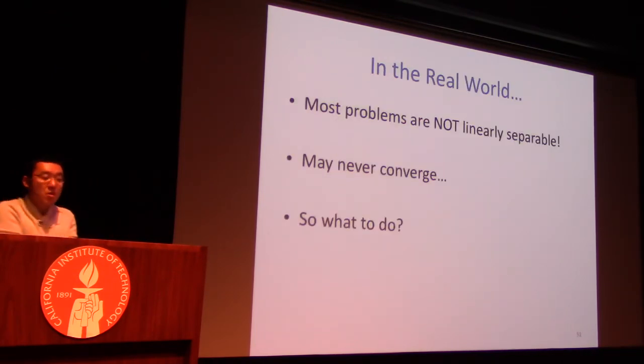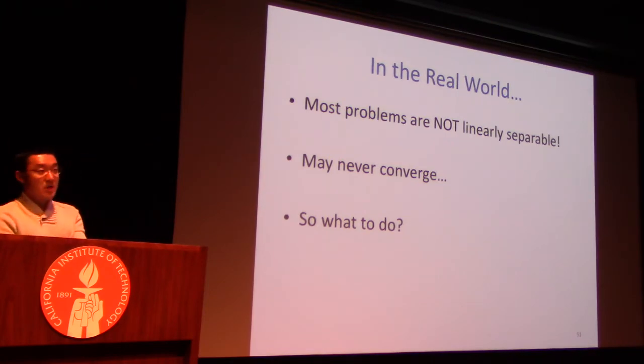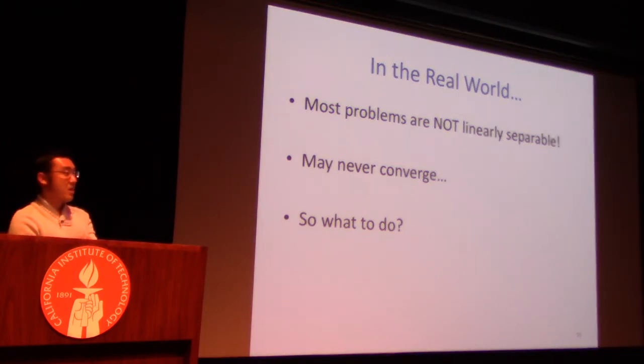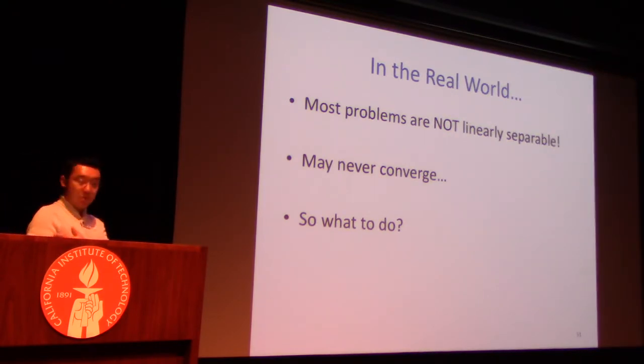Okay, of course, in the real world, most problems are in fact not linearly separable. And in the case where the data is not linearly separable, the perceptron algorithm may never converge. It will always make a mistake. It will always be making updates, and it will never actually converge. And so what do we do?